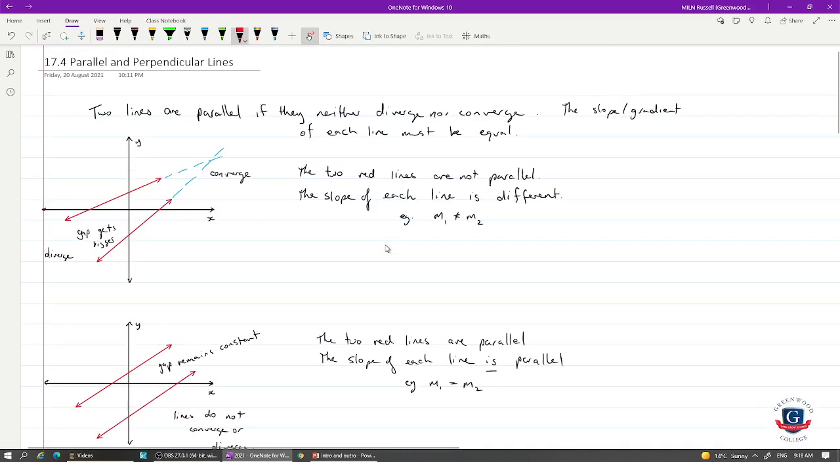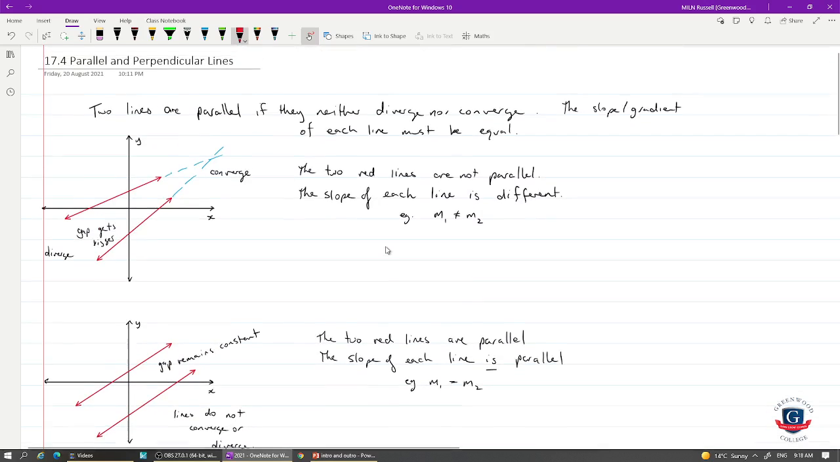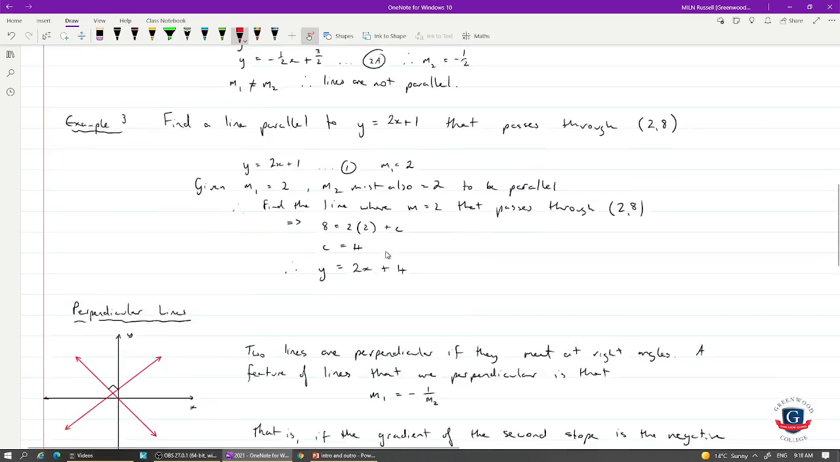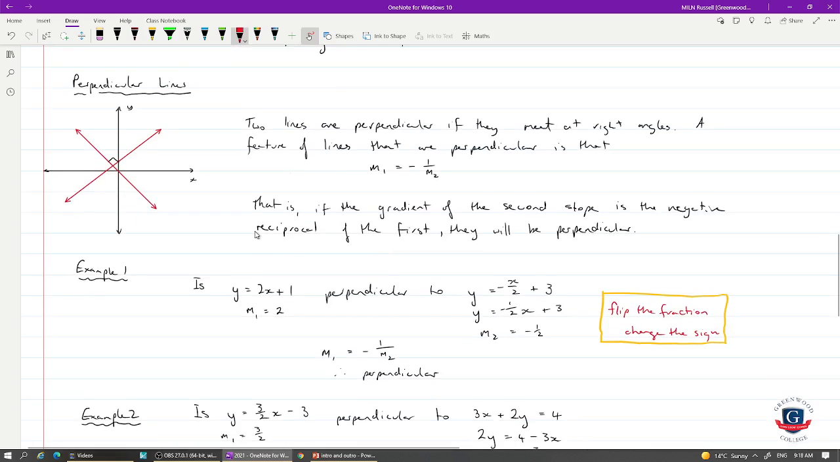Looking at the complementary property, perpendicular lines now. Perpendicular lines have the particular property that they meet at 90 degrees. Now, a feature of that is that the gradient of one line, if they are perpendicular, will always equal the opposite sign multiplied by the reciprocal of the gradient of the first line. Okay, sounds very complicated. In actual practice, it is not.